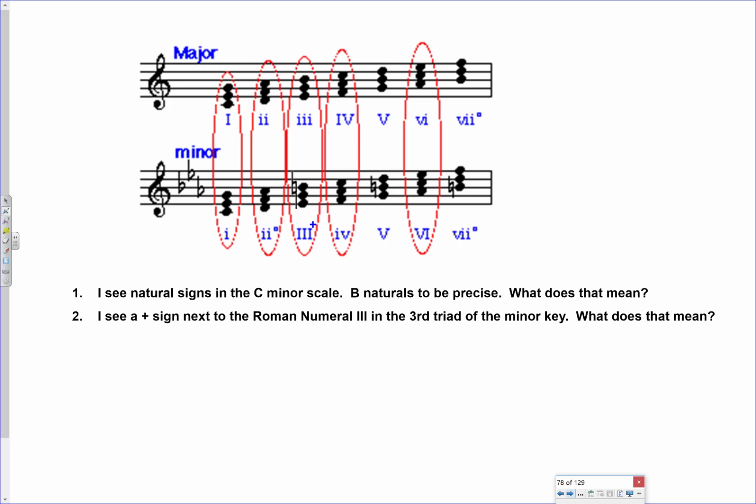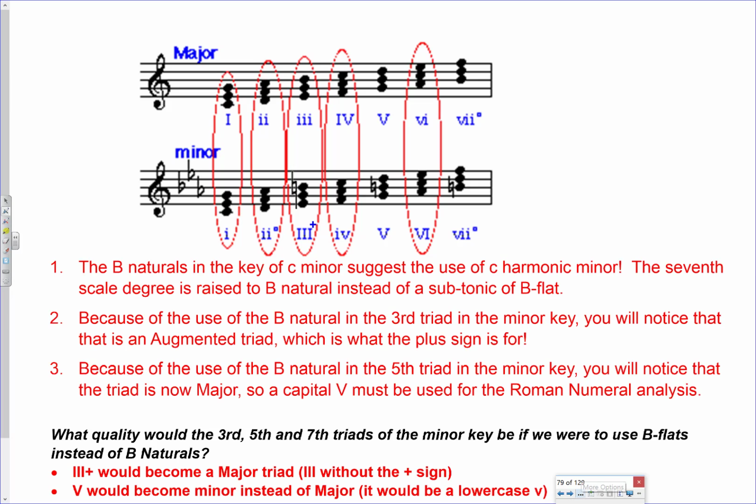I see natural signs for the C minor scale. B naturals, to be precise. That means harmonic minor. I also see a plus sign, or the augmented sign, next to the Roman numeral 3 in the 3rd triad of the minor key. That also signifies the use of harmonic minor. The B naturals in the key of C minor suggest the use of C harmonic minor. The 7th scale degree is raised to B natural instead of a subtonic B flat.